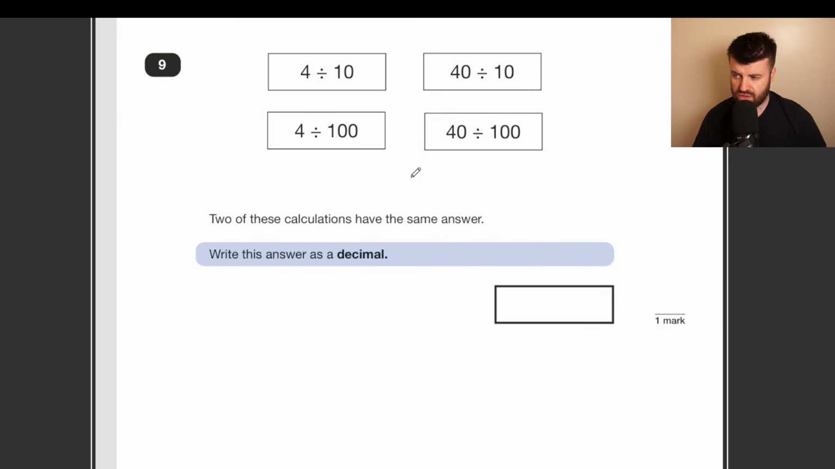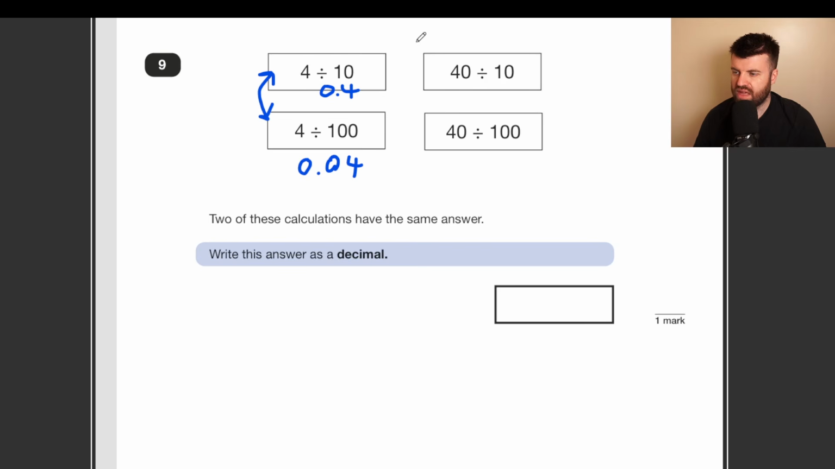Question 9. 2 of these calculations have the same answer. Write the answer as a decimal. So let's just work it out. It's always the best thing to do here. 4 divided by 10 is 0.4. Shift the digit down 1 place. 4 divided by 100. Well, straight away I know these are different because we start at the same number but do something different to it. 4 divided by 100 is 0.04.